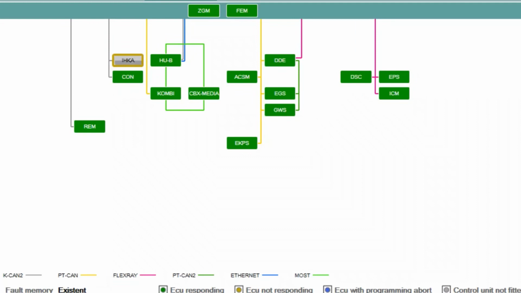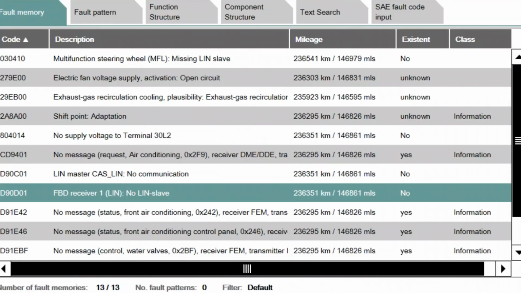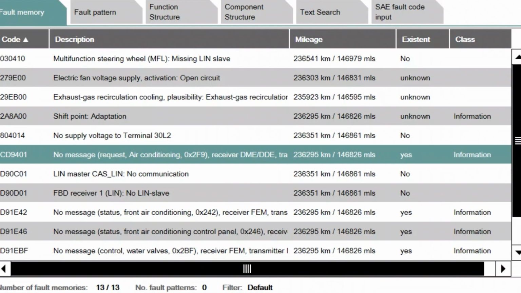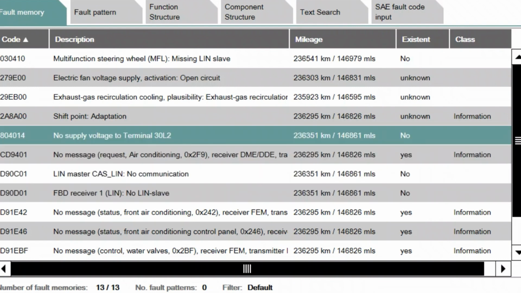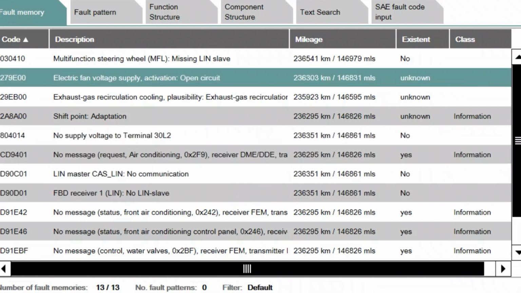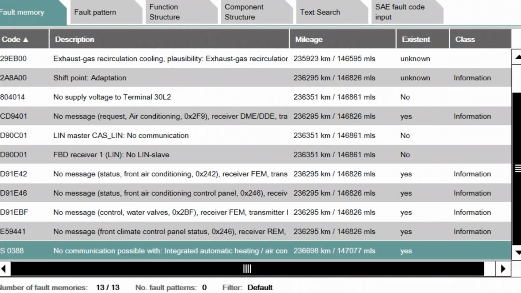So, as promised, lovely fun job. The ICA is the air conditioning and heater control unit, and it isn't communicating on the CAN, on the K-CAN 2. And this is the sort of message you would get when you have a K-CAN 2 fault. Now I have to work out at this point and start evidence gathering, what could it be? Let's have a look.